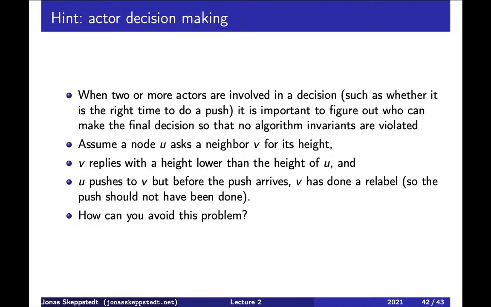This is just an example of a problem when multiple actors, in this case only two though, are involved in decision making. So how can you avoid this problem of not violating any algorithm invariant? Something to think about.